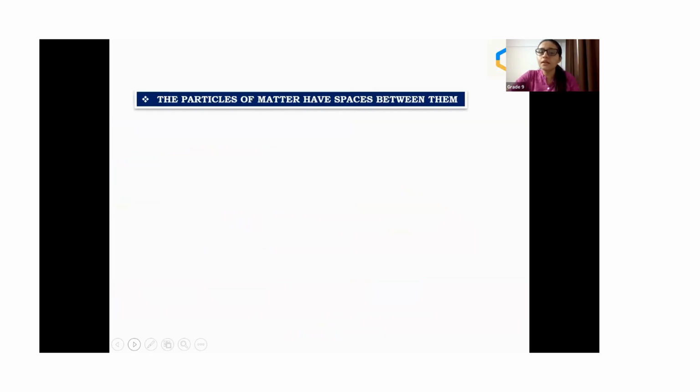So our second property is that the particles of matter have spaces between them. You can write about this property and then I will prove this with an experiment. Particles of matter have space between them.